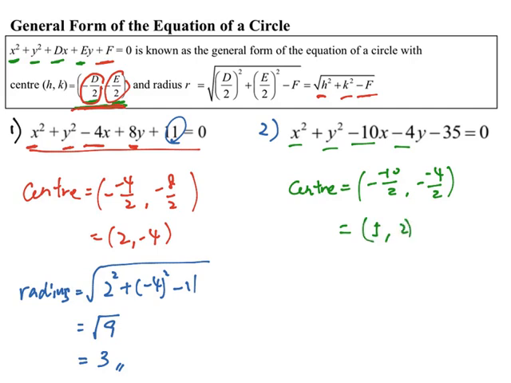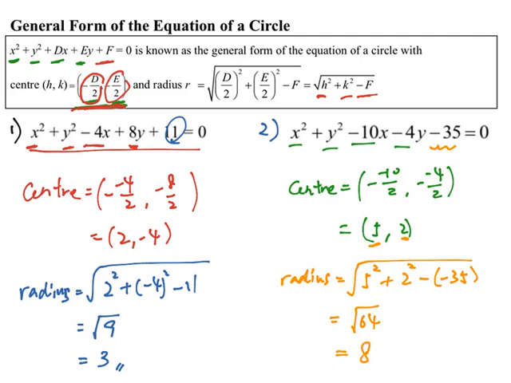Next, for radius, h squared plus k squared, and then minus, open bracket, 35. Remember the square roots. You can place the calculator inside the roots, so we can get root 64. So the radius is 8.